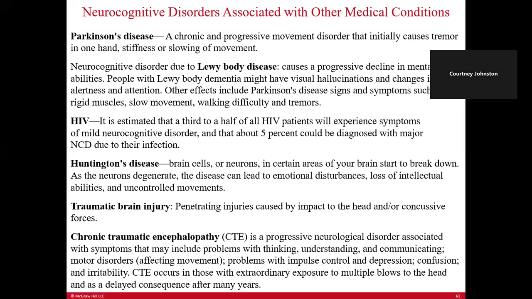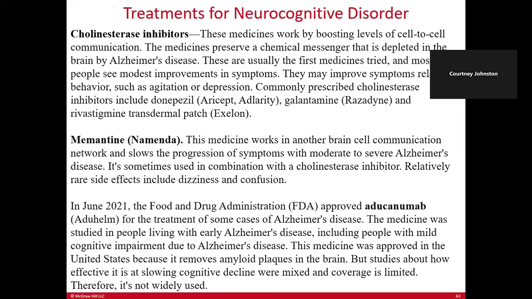CTEs, again, you're going to see that most commonly in athletes that incur a lot of head trauma during their careers. And we know now this is a progressive neurological disorder that can cause problems with thinking, understanding, communicating, movement issues, impulse control, depression, confusion, irritability. And again, this is usually the result of lots of blows to the head, and you see this many years after that occurs.